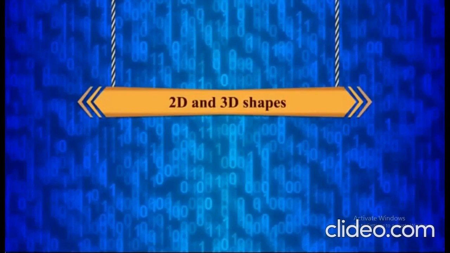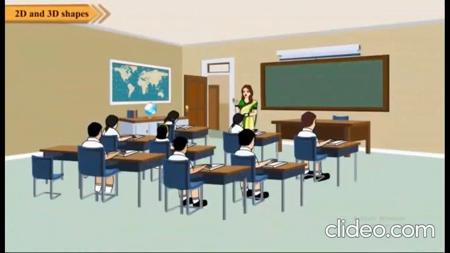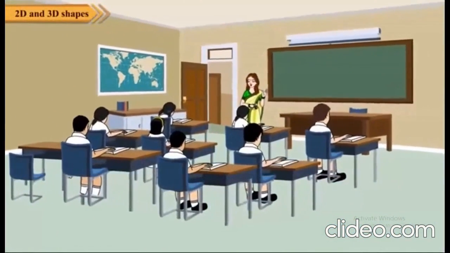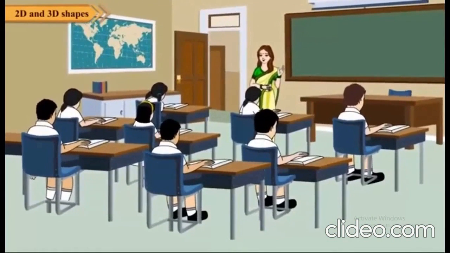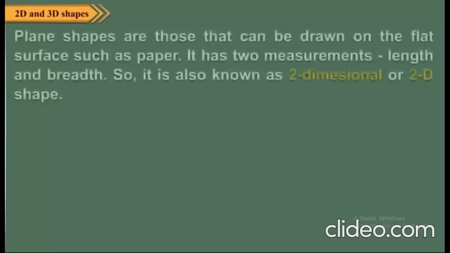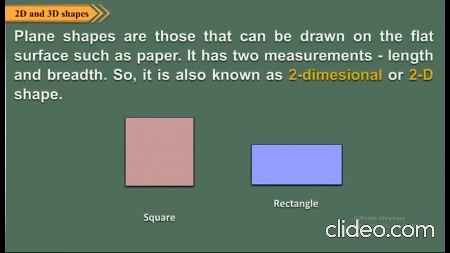Students, today we will see 2D and 3D shapes. In previous class, we have seen some geometrical shapes like square, rectangle, triangle and circle. These are plane shapes. Now, plane shapes are those that can be drawn on a flat surface such as paper. It has two measurements, length and breadth, so it is also known as two-dimensional or 2D shape. For example, square and rectangle.